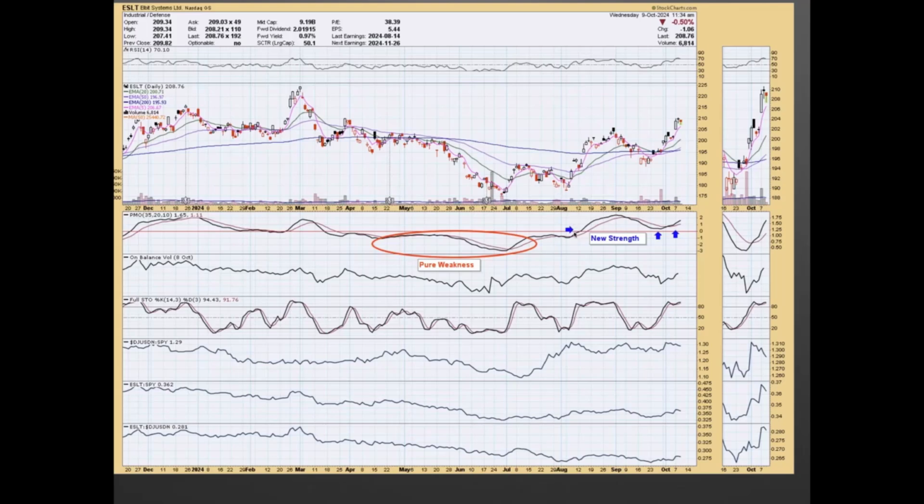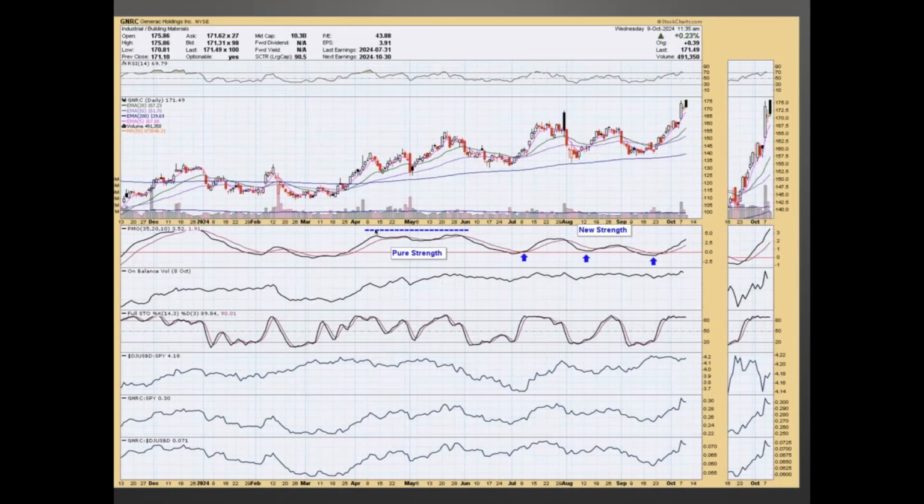Then we started to see new strength because now the PMO is finally at the zero line. And that's a good sign that maybe we could enter at this point. That would have gotten us in here. It would have given us this bit of rally. The PMO could have gotten us out before we had experienced all of this downtrend because the PMO had topped. So it was already giving us a sign that maybe we were going to see a bit of a decline happen. And there's your new strength above the zero line.